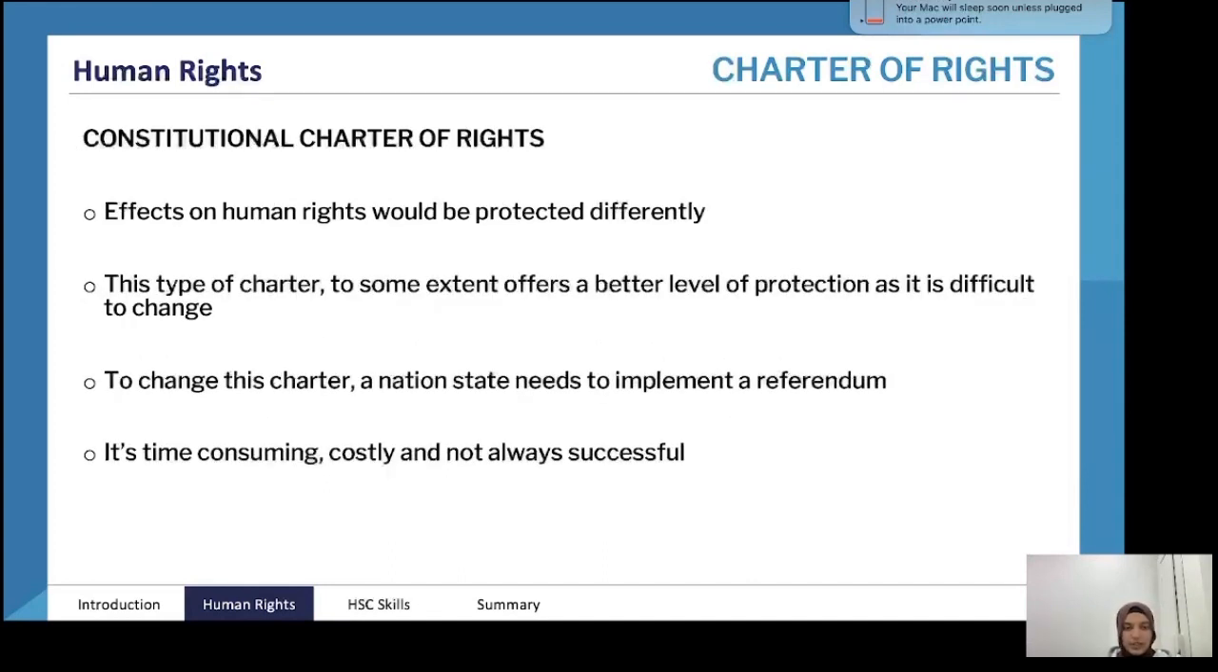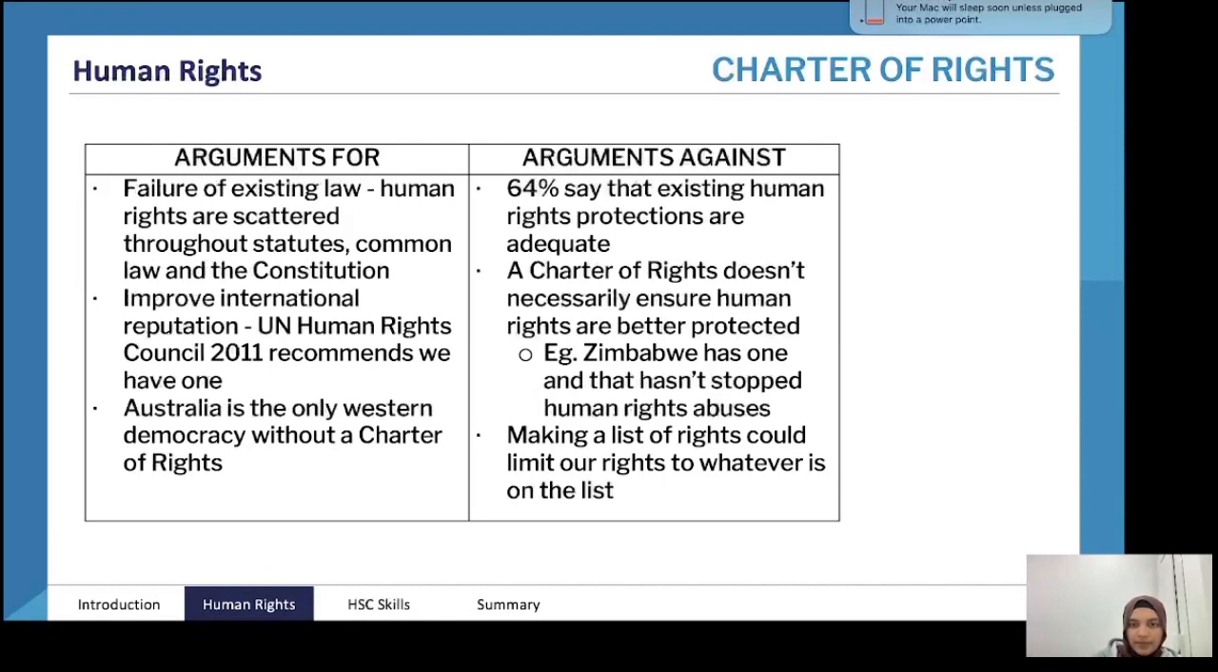Constitutional Charter of Rights. So, effects on human rights would be protected very differently. This type of charter to some extent offers a better level of protection as it's difficult to change once it's there. To change this charter, the state would need to have a referendum, like we are having one soon for the yes or no vote for the Voice. So it's time consuming, it's costly, and in this case, it may not always be successful in terms of having that constitutional Charter of Rights. So we've got those arguments for and against.